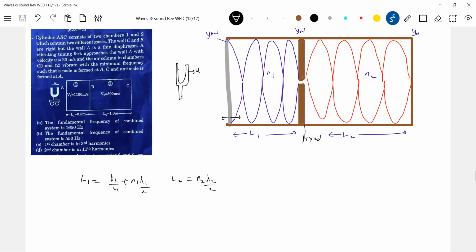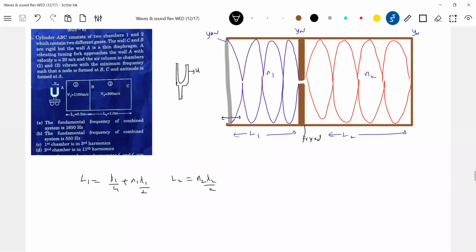The tuning fork approaches the wall A with a velocity. He has given that velocity also. What to do with that velocity? We can find lambda 1. We can find the frequency at that diaphragm. The speed of sound we have here, no? Doppler effect.